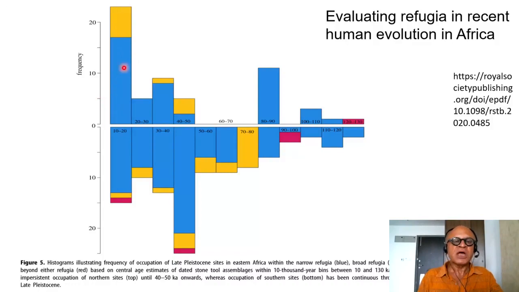Okay, so much higher frequencies here in terms of narrow and broad refugia and beyond either refugia. And you can see that populations beyond either refugia or frequencies are generally small, except here. And here the narrow refugia frequencies are small, as well as the beyond either refugia is large in terms of the frequencies in the southern African frequency of occupation.